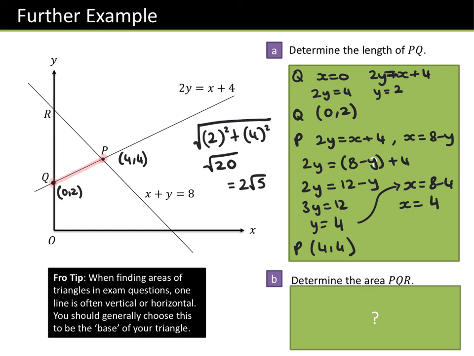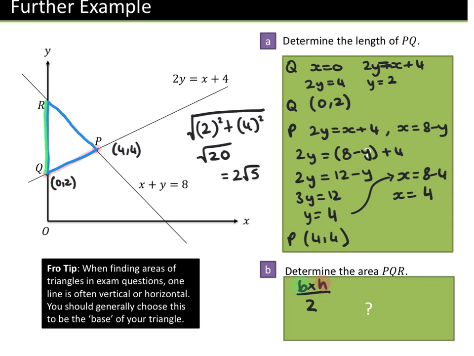Perfect. Right, it now says determine the area PQR. So the area we want is PQR. Remember, for a triangle, we need base times height over 2. Our base, I'm going to do in green, is going to be this length between Q and R. Our height is going to be there. So that's what we're looking for. So our height we already know, because our height is our x coordinate of P, which is 4.